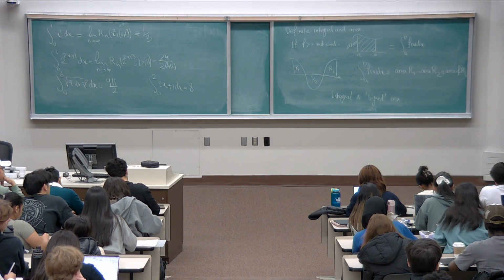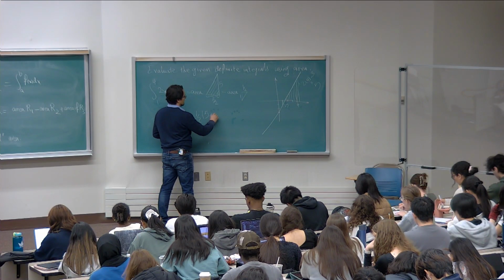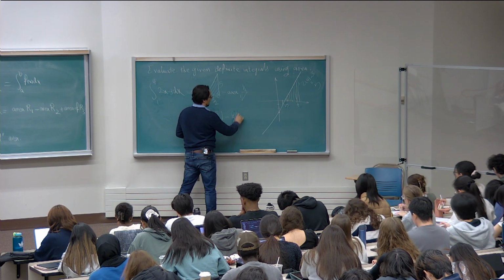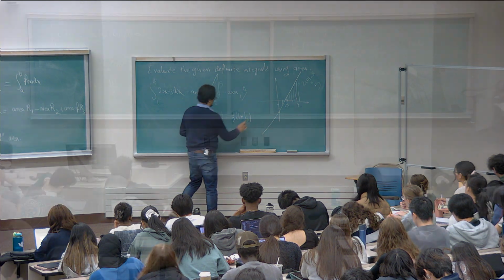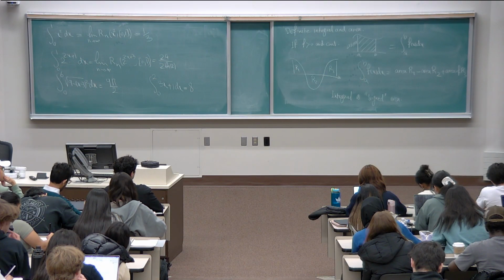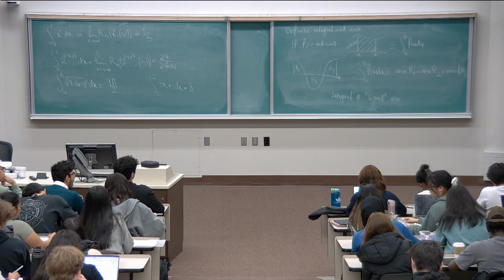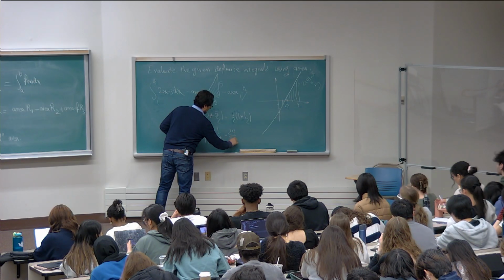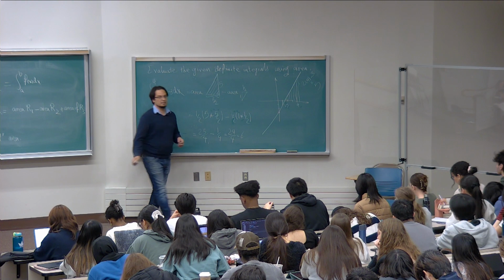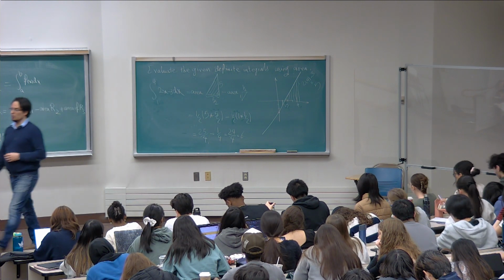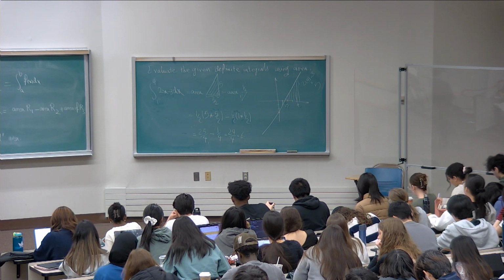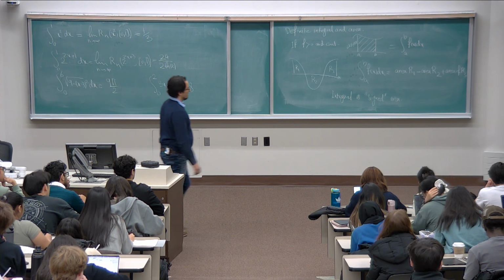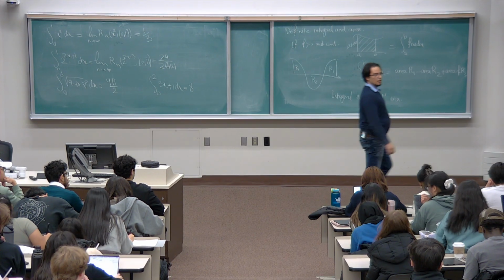This one will be half of 5 times 5 over 2. This other one will be half of 1 times 1 over 2. That is 25 over 4 minus 1 over 4. That will give me 24 over 4, which is 6. The integral of that function is equal to 6. Any questions, any comments?